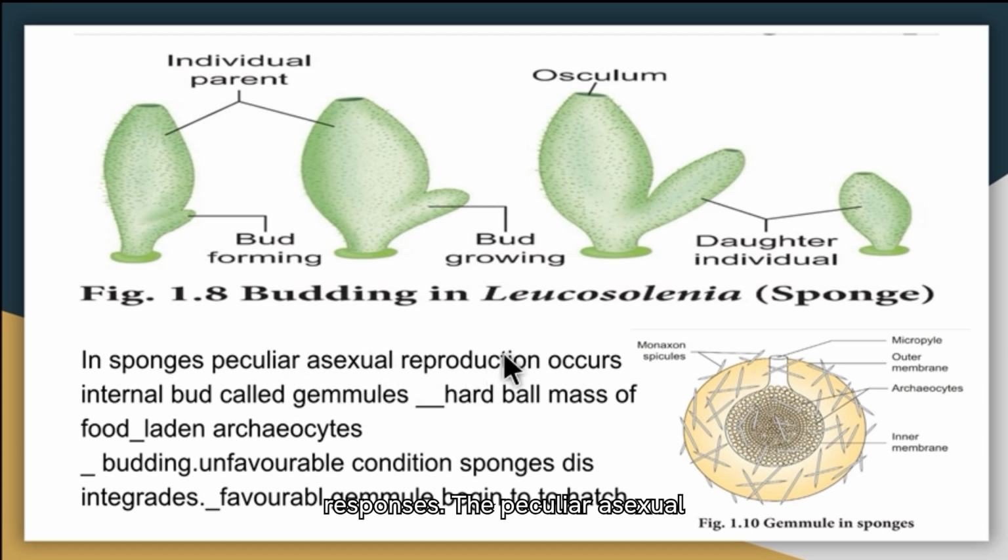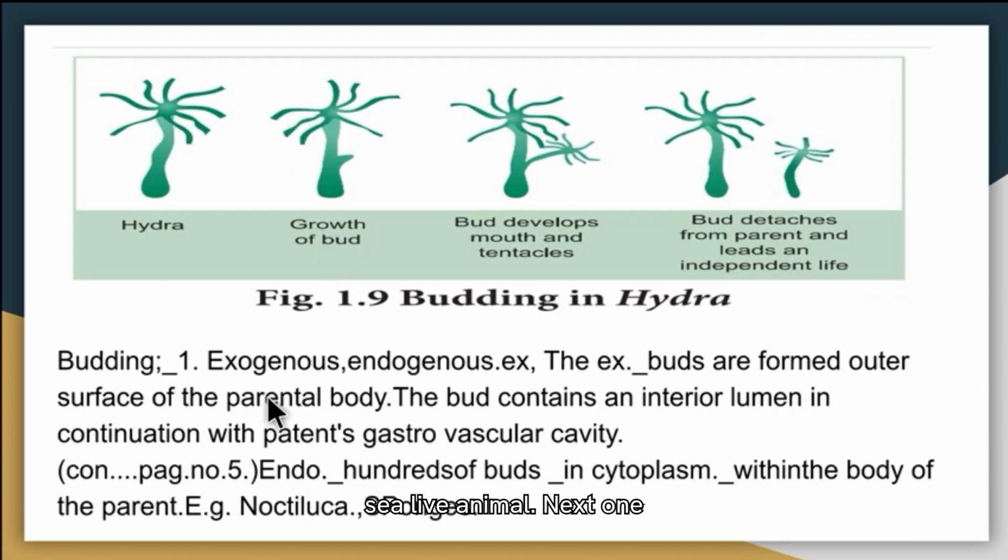The peculiar asexual reproduction occurs internally and is called the gemmules. The gemmule is nothing but a hard ball-like structure. It has a mass of food-laden archaeocytes. Next one, budding in Hydra, exogenous and endogenous.